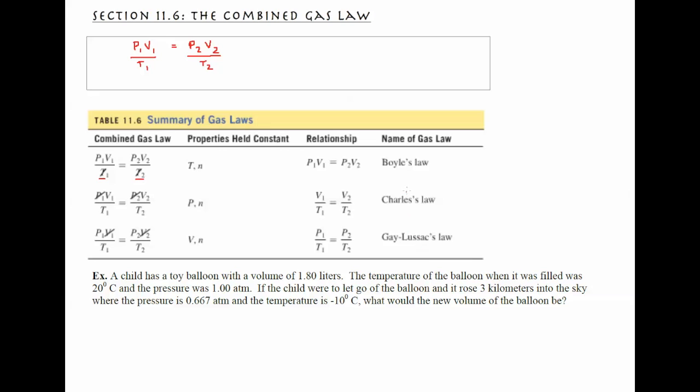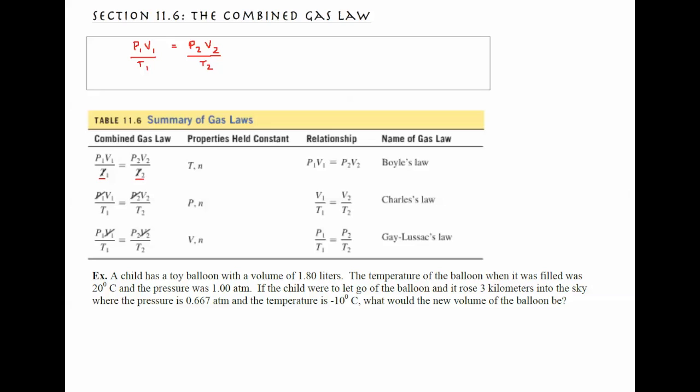So with each of these, one measurement, whether it's pressure, volume, or temperature, will stay constant. If it doesn't, if pressure, volume, and temperature are all changing, that is when you will use the combined gas law.